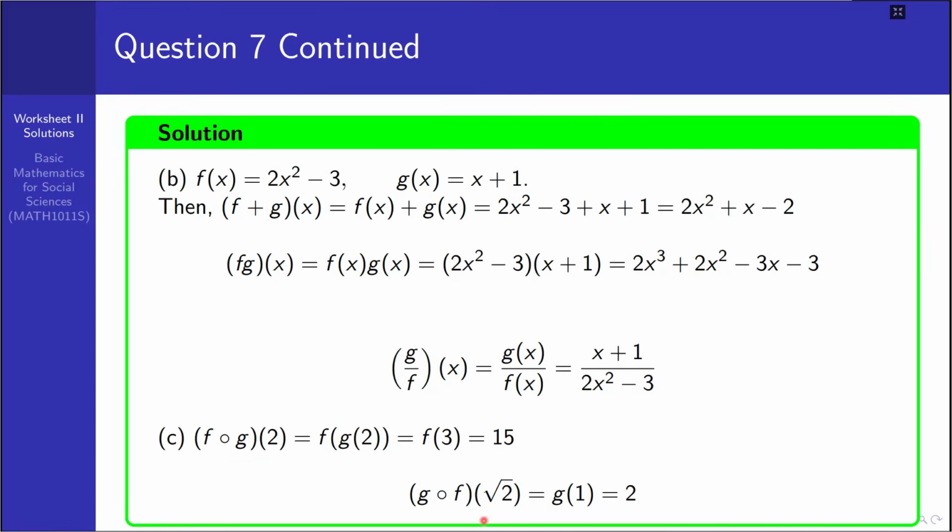And the last one, g composite of f of radical 2, by definition, is g of f of radical 2. But f of radical 2 could be, if you substitute radical 2 in the place of x within f of x here, the square of radical 2 is 2, 2 times 2 is 4, 4 minus 3 could be 1, so that is g of 1, but g of 1 is 1 plus 1, which is 2. Therefore, g composite of f of radical 2 is exactly equal to 2.